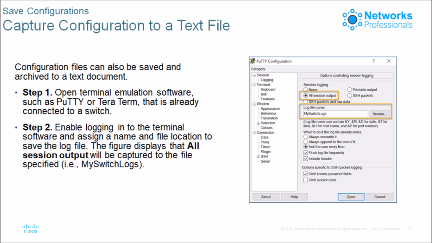Capture configuration to a text file. Configuration files can be saved and archived to a text document. The following sequence of steps ensures that a working copy of the configuration file is available for editing or reuse later. For example, assume that a switch has been configured, and the running config has been saved on the device. Follow these steps. Step 1. Open terminal emulation software, such as PuTTY or Tera Term, that is already connected to a switch. Step 2. Enable logging in the terminal software and assign a name and file location for saving the log file.